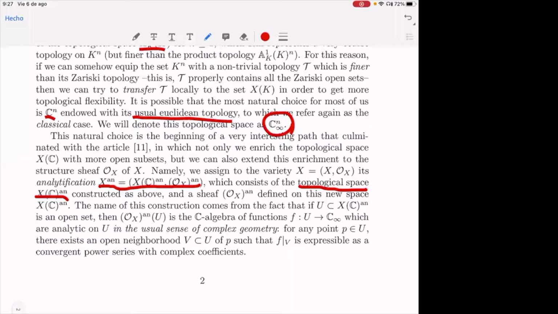And somehow you can also do this for sheaves. So in particular, the structure sheaf may be analytified. And in this sense, when you do this process to the structure sheaf, you no longer see the regular functions from algebraic geometry, but you start seeing analytic things like convergent power series, right? So let me go to the next page.